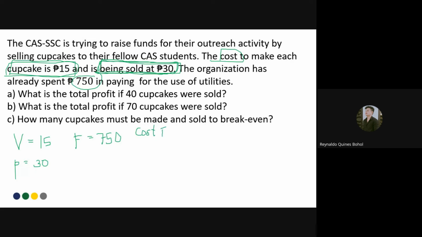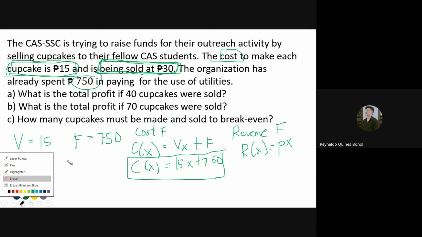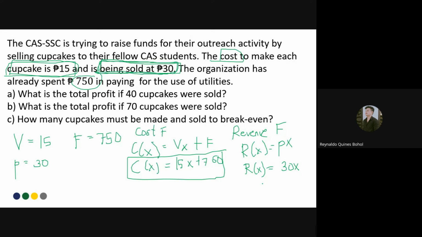The cost function here, C of x is equal to D of x plus F. So, our C of x there is 15x plus 750. So, this is our total cost. The revenue function, our revenue R of x is equal to P times x. So our Px there is equal to P, which is 30x. So R of x is 30x.